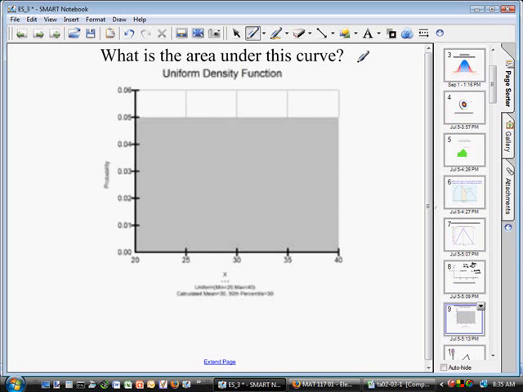Here's another one. Let's check if this is a density curve or not. I know it's a little bit hard to read, a little bit fuzzy. This number here is 20, this number here is 40. So the width of this is 20. The height of this is 0.05. So now the question is, is this a density curve? Well, if you take 20 times 0.05, you get 1. So this one works too.